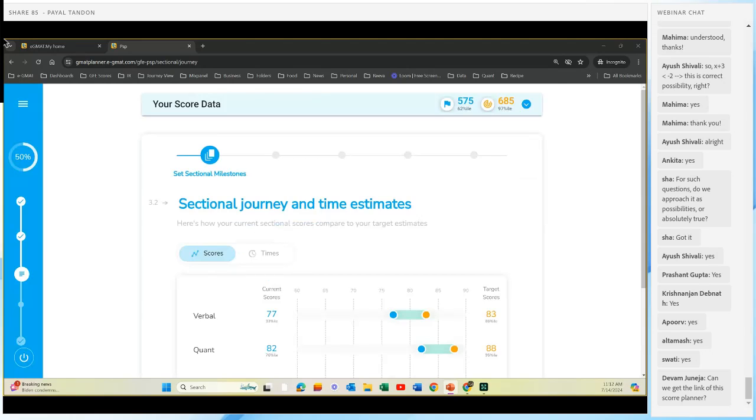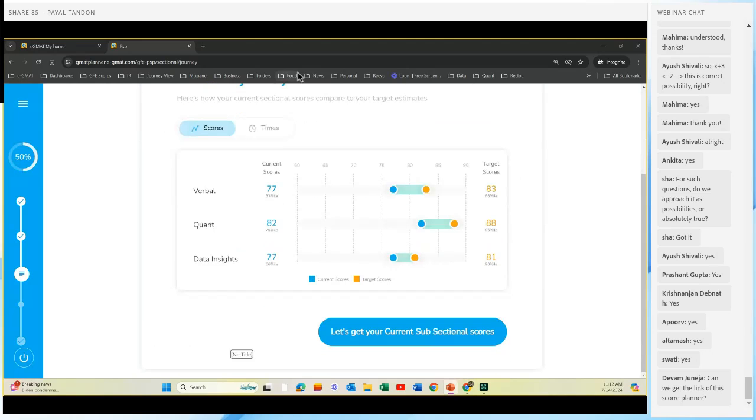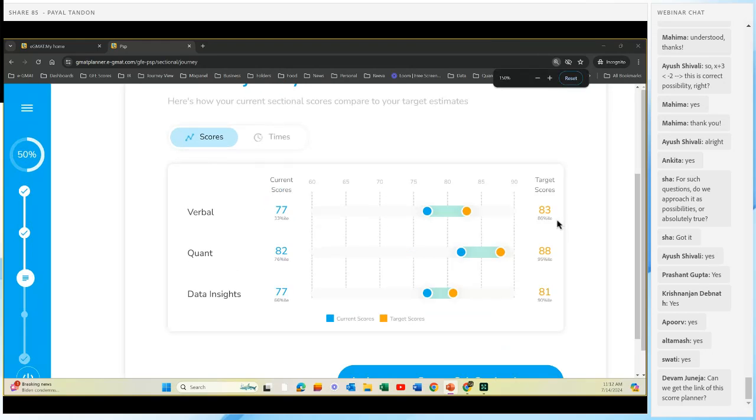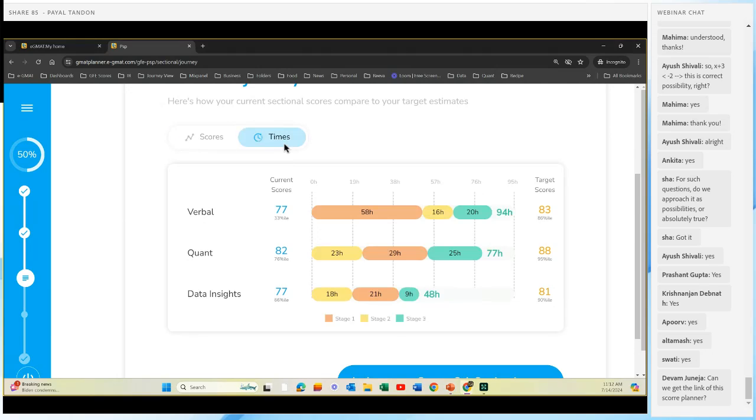Okay. Now what's happening is it is helping you visualize what your journey is, what your independent sectional milestones are. In verbal, you have to go from 33 percentile to that 86th percentile. In quant, the jump is shorter. In data insights, again, this is the jump. Now, what does that mean in terms of the time investment? Look at this over here.